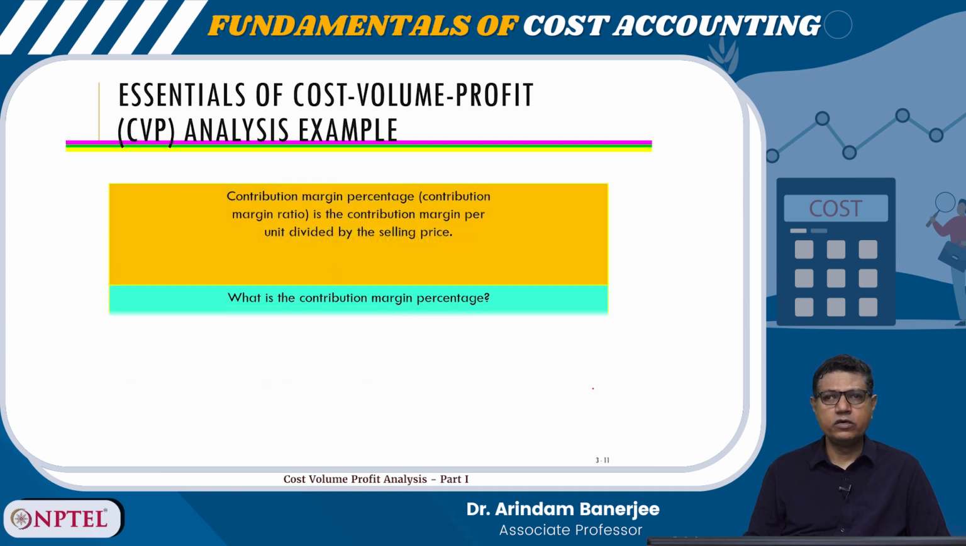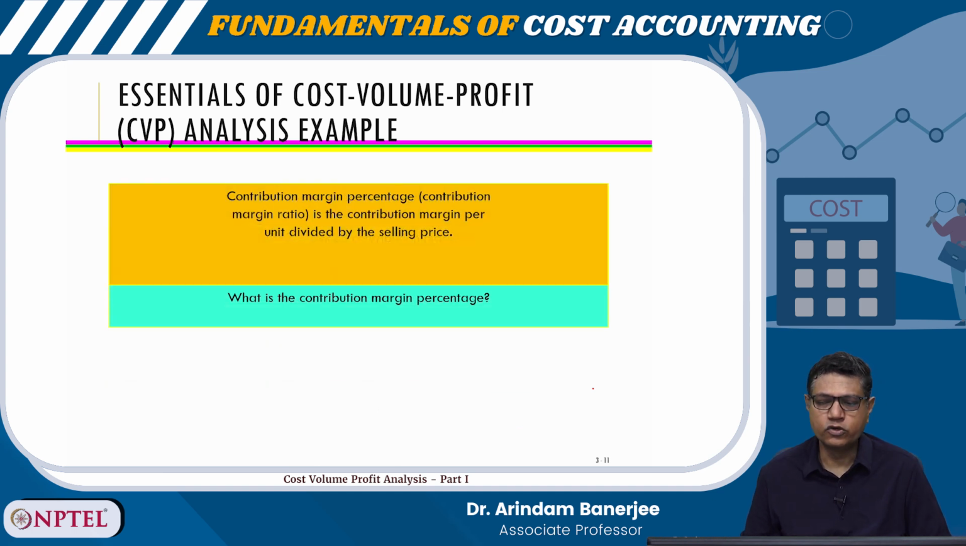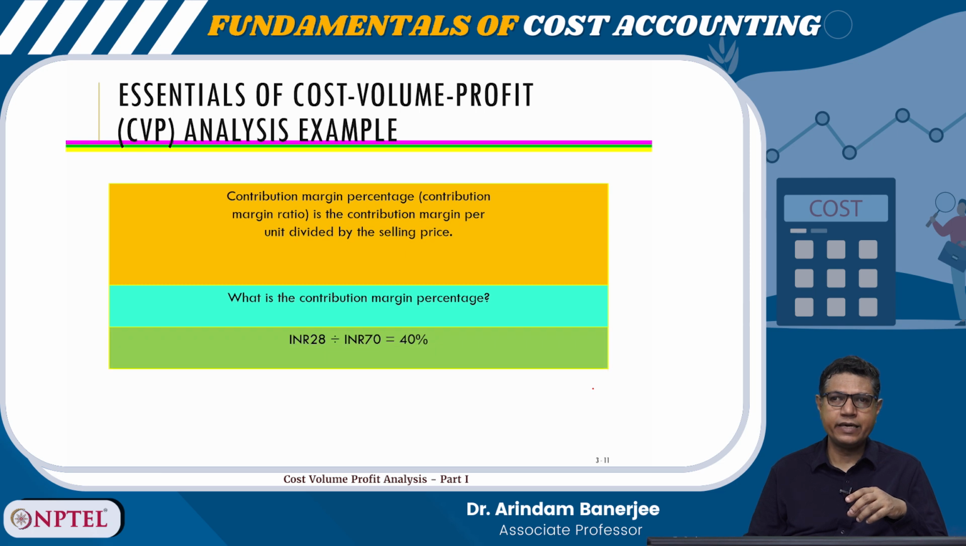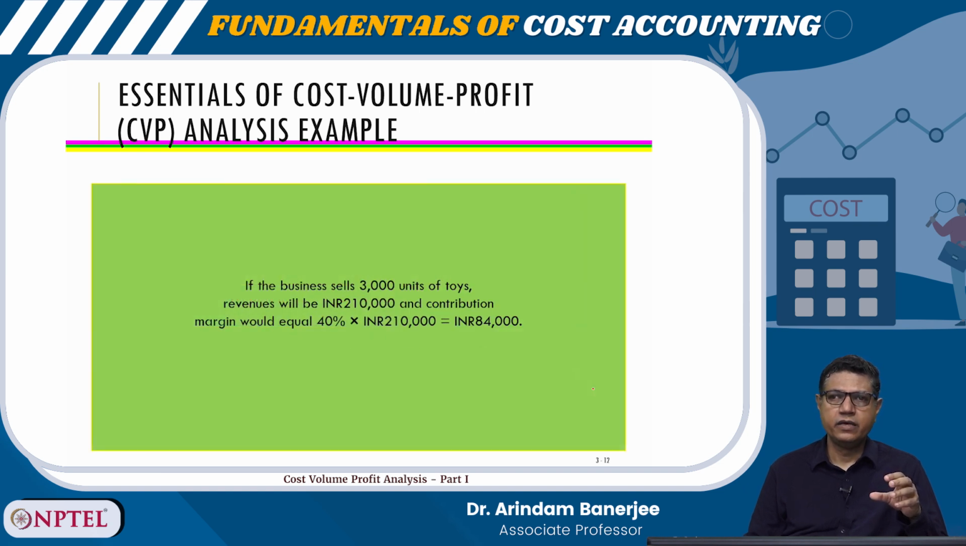So, what is my contribution margin percentage? Contribution margin percentage is contribution margin divided by sales price into 100. So, I can calculate it: rupees 28 divided by rupees 70 is 40%. So, 40% is my contribution margin. Now, in the previous case the business was selling 2500 units. Now, if the business sells 3000 units, then how much will be the revenue? Revenue will be 70 into 3000 units, right.